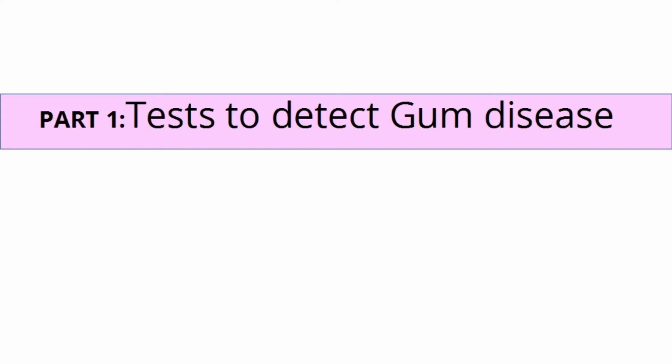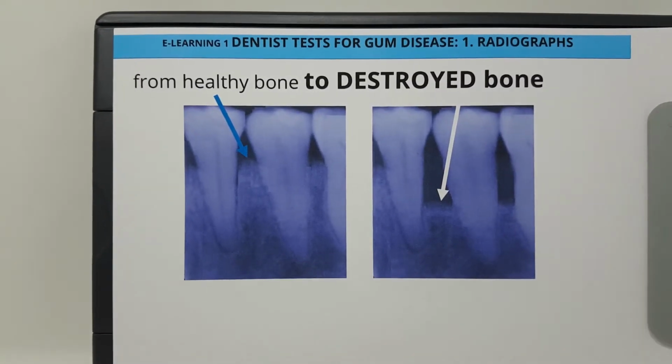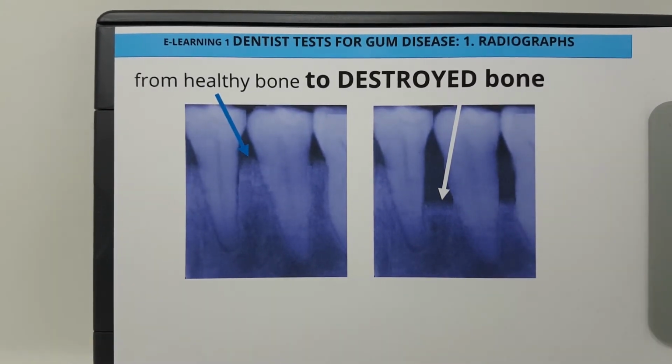Tests to detect gum disease. So how do you know if you have gum disease? The first way, the dentist takes x-rays, radiographs, that show where the bone levels are.